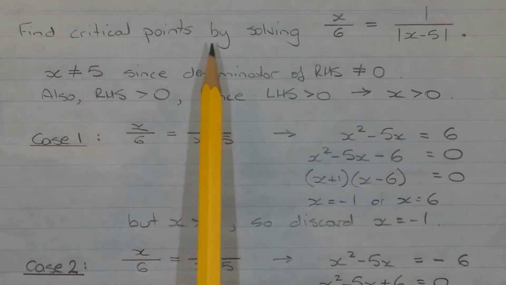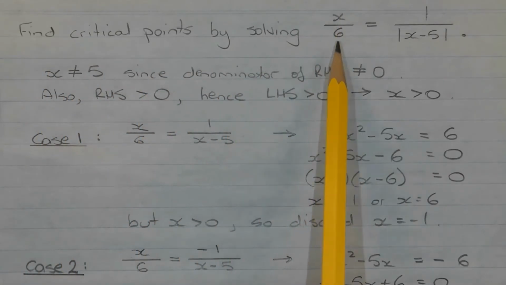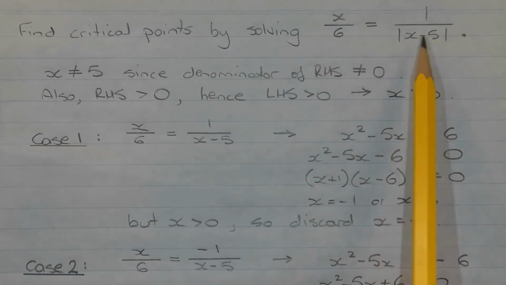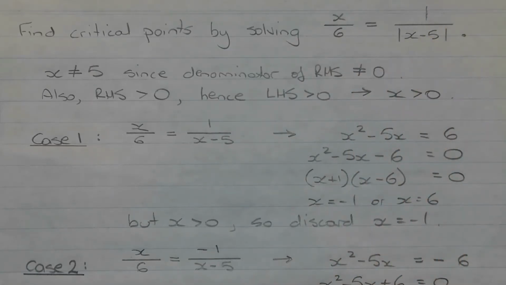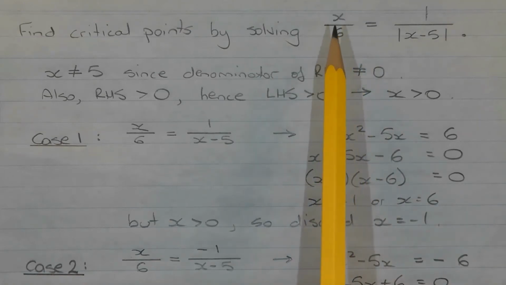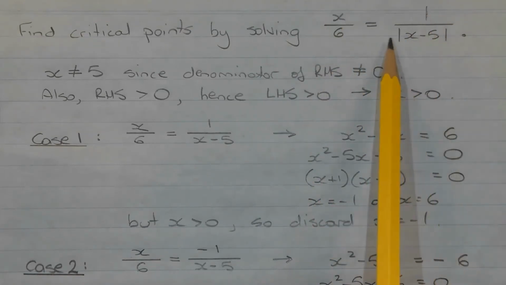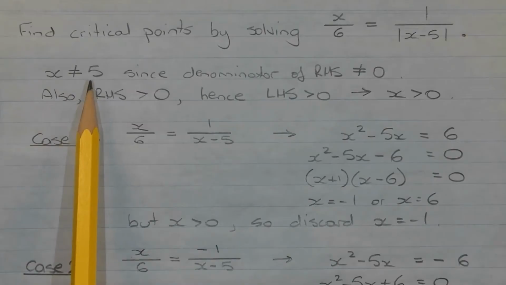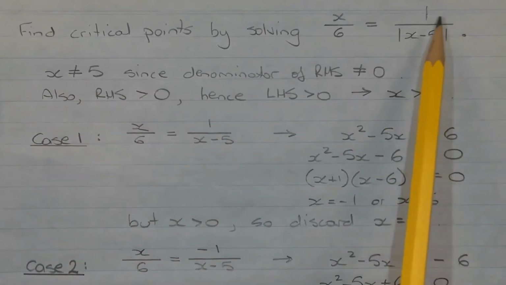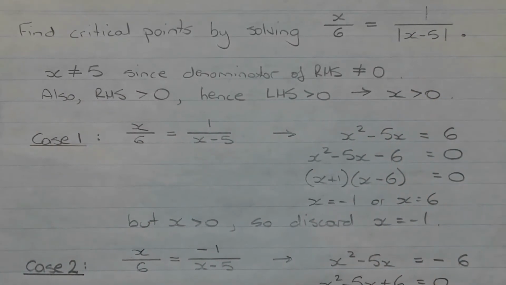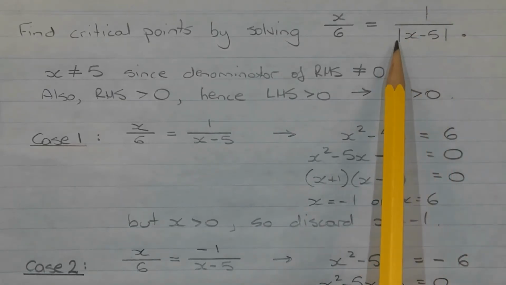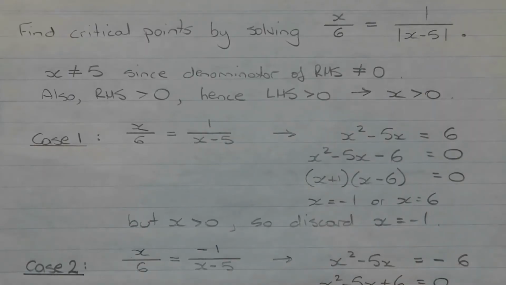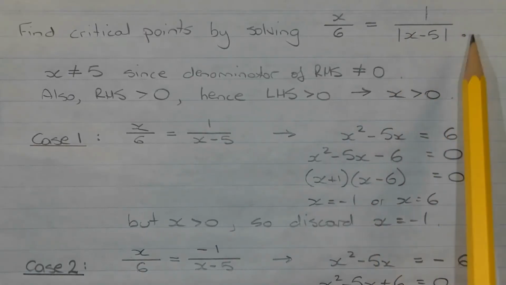Find critical points by solving as an equation: x over 6 equals 1 over the absolute value of x minus 5. What we're finding are the points where the line x over 6 meets the hyperbola 1 over the absolute value of x minus 5. A couple of points to note here. Firstly, x cannot equal 5, since the denominator of the right-hand side cannot equal 0. Also, the right-hand side is positive because the absolute value of x minus 5 is greater than or equal to 0. So the entire fraction must be positive.